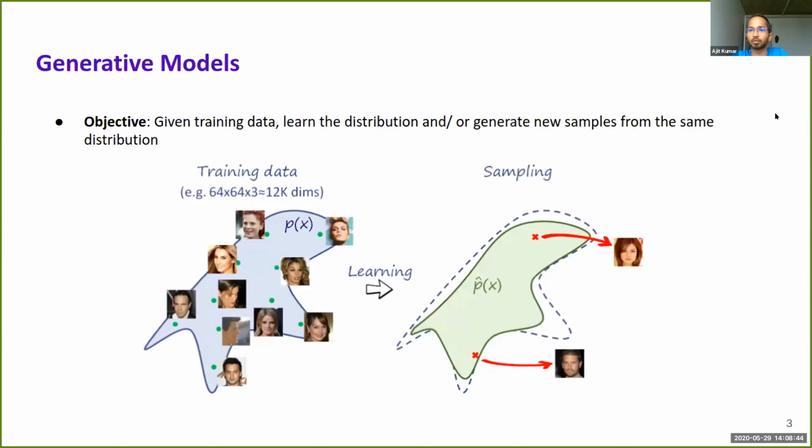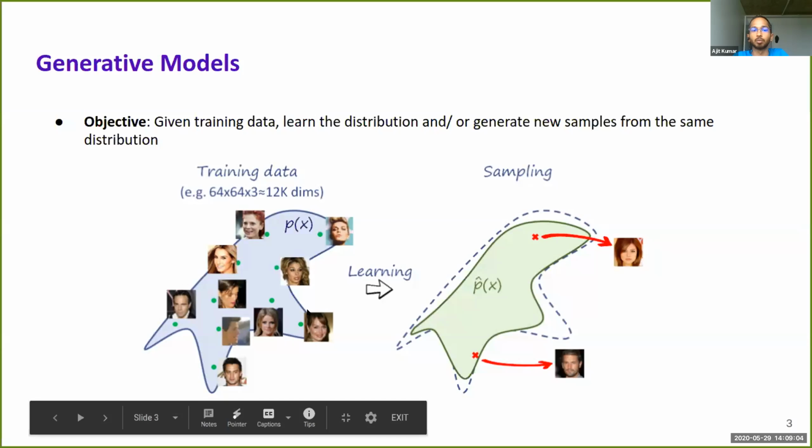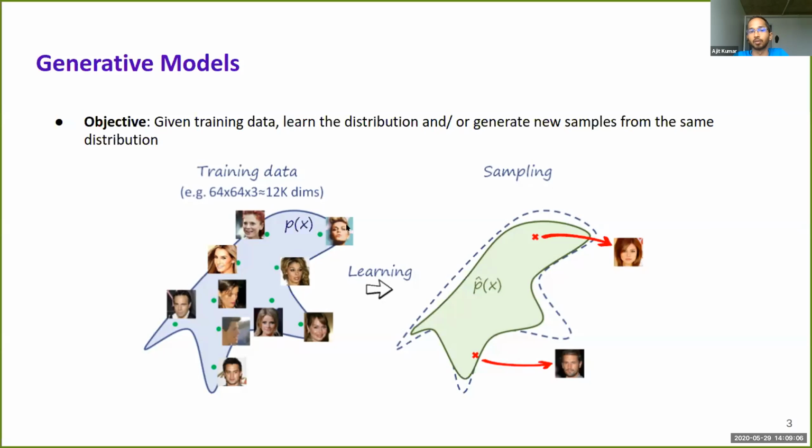So in a generative model, the objective is that we are given some training data and we want to learn the distribution of that training data. Once we learn the distribution, we can sample new data from it and generate new training data. So if we are given, let's say, a couple of face images, then we should be able to generate new faces.